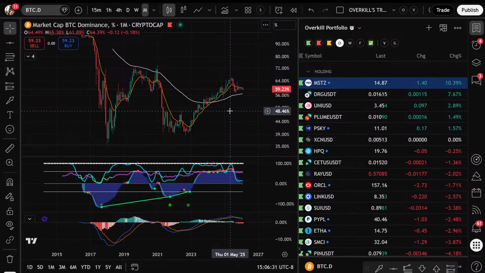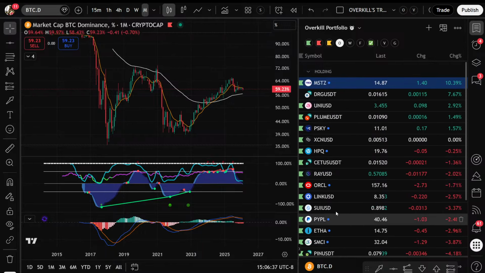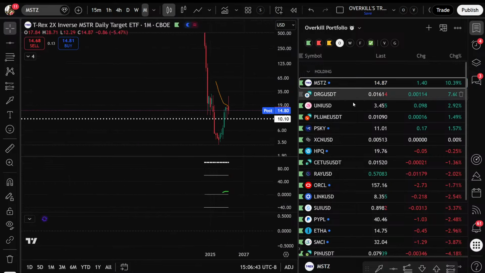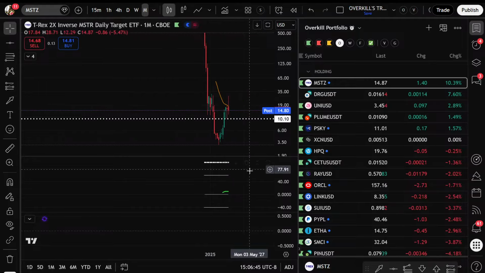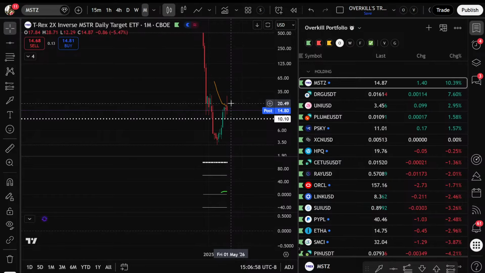March will have a pump. I think you're right. I think we're going to pump in March, and I'm fully positioned for that pump. Like I told you, 65% of my wealth is in crypto right now. So I wanted to take a short just in case I'm wrong and Bitcoin does sell off or something weird happens, like a black swan, like with HIMS. I'll make money going up, not just down.